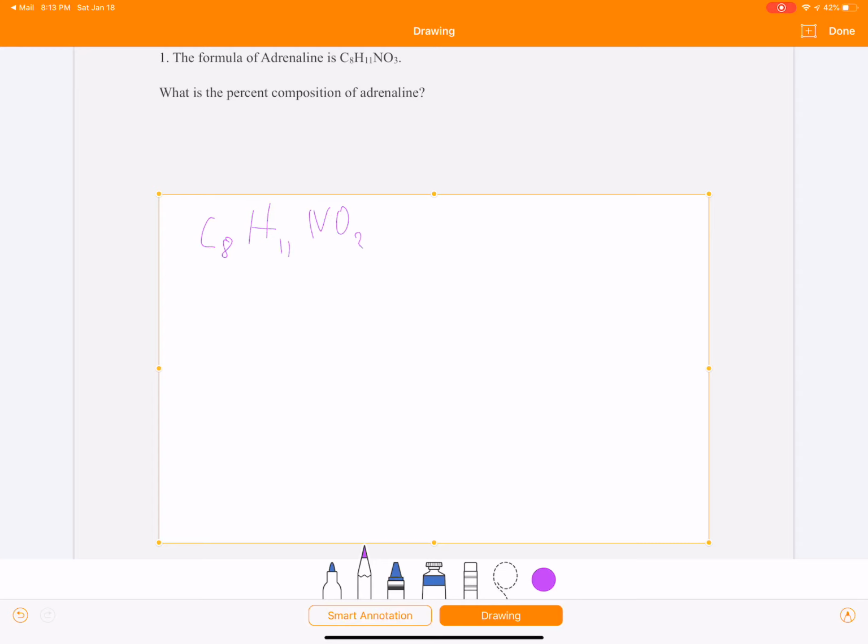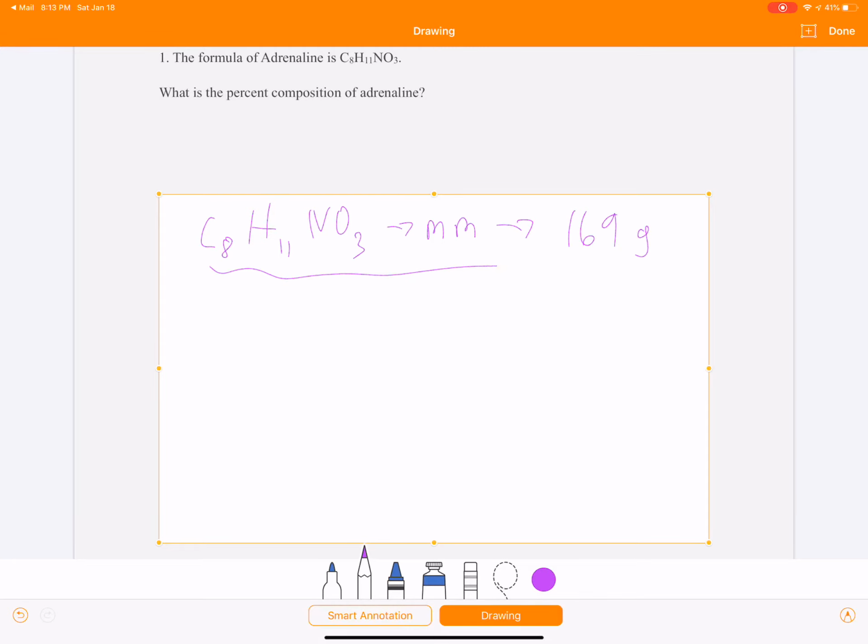C8H11NO3. So the first step here is to find the molar mass, and you do that by multiplying how many atoms you have of each by the molecular weight. That's a separate video I've done. But you get the total mass here to be 169 grams.